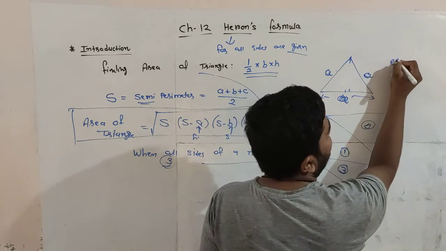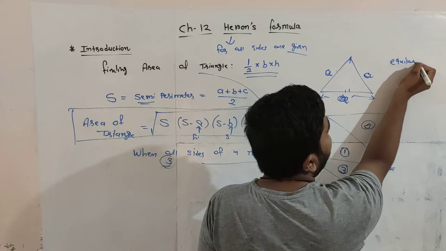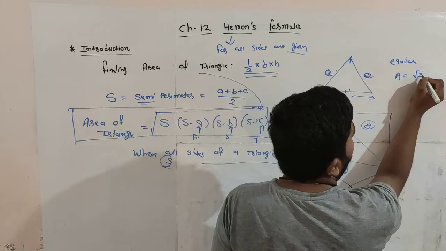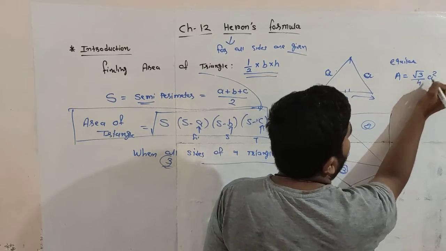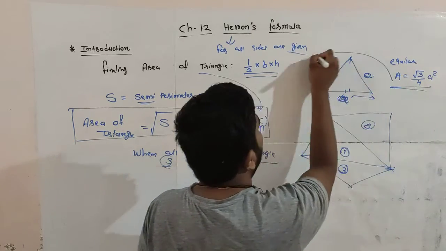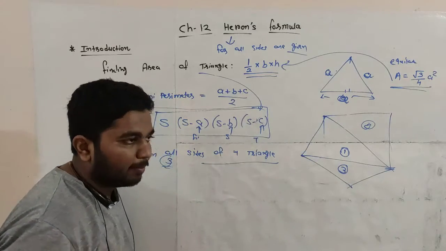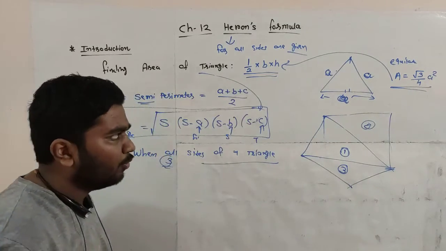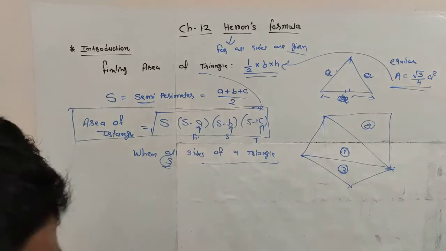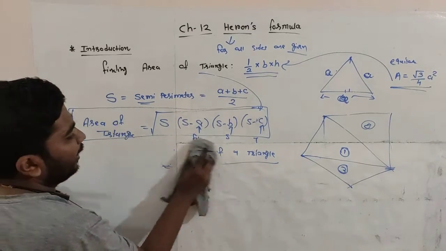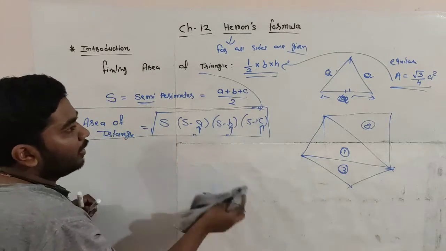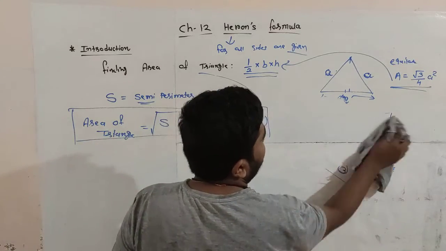This is the equilateral triangle. For the equilateral triangle, we were using area is equal to root 3 by 4 into a square. Actually, this is not the formula half into base into height, but it is a formula derived from Heron's formula. How? Let us start and see how we can find the area of an equilateral triangle using Heron's formula. So let's start with this.